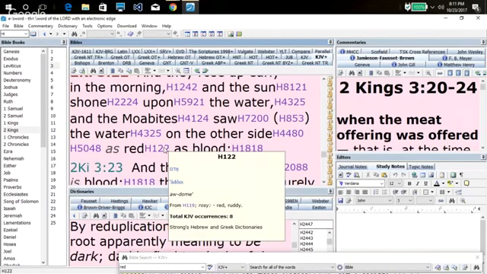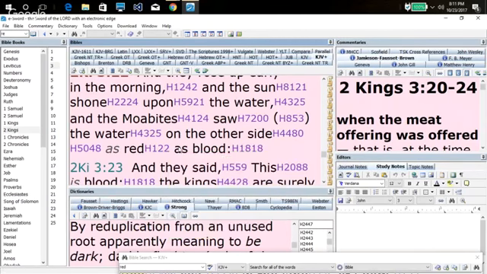But you're not looking at the context of what it's saying. It says red as blood. What color is blood, y'all? We obviously know it's red. There's no brown in blood like that. Blood is red.